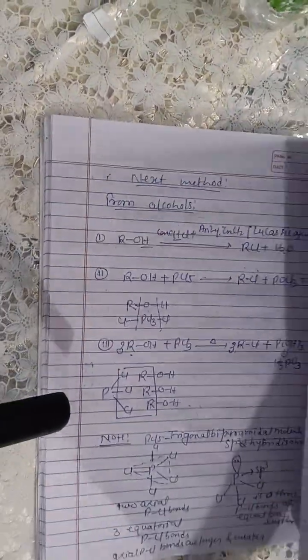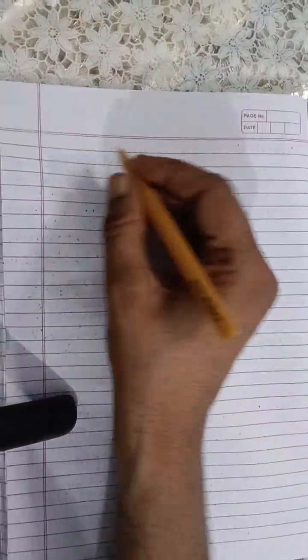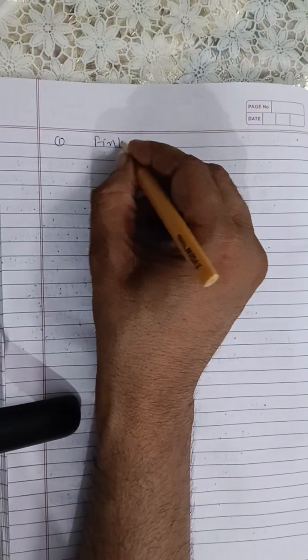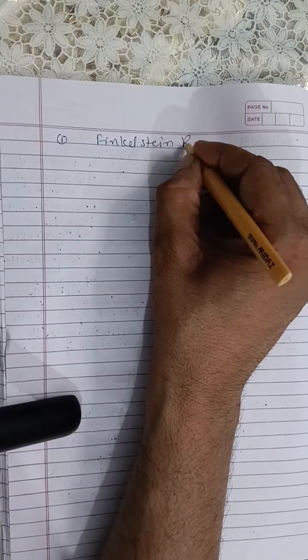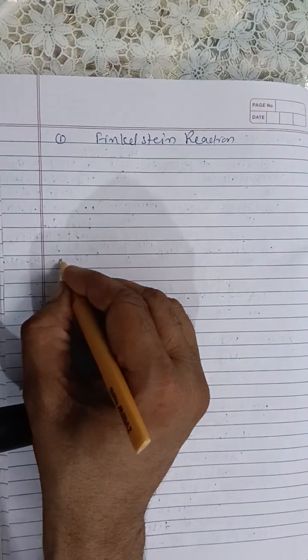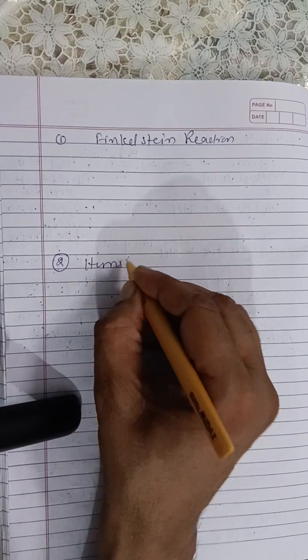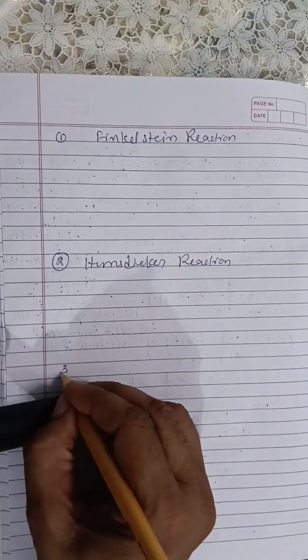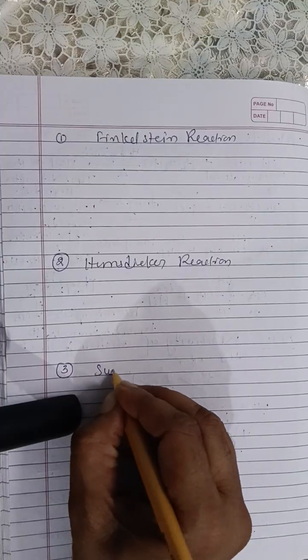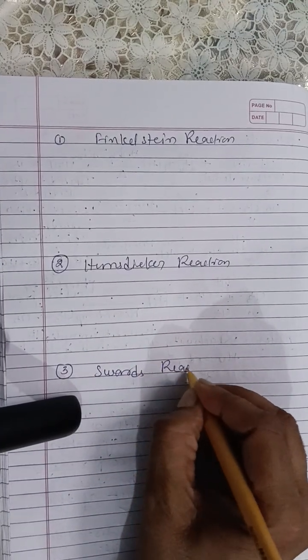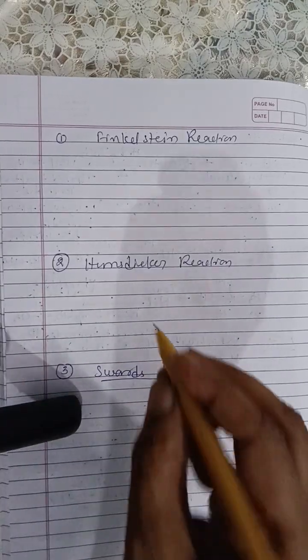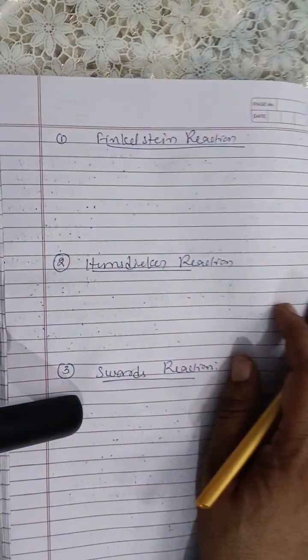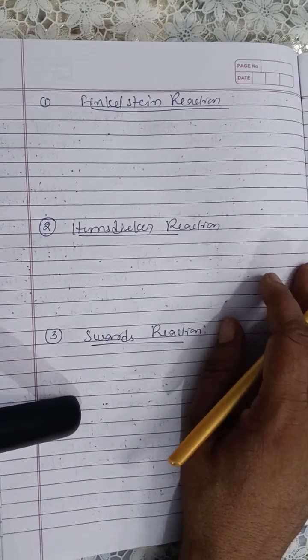Next topic is, there are some name reactions. Number 1, Finkelstein reaction. Number 2, Hunsdiecker reaction. Number 3, Swarts reaction. There are 3 reactions: Finkelstein, Hunsdiecker and Swarts reaction.